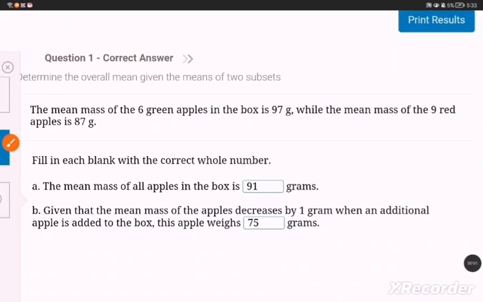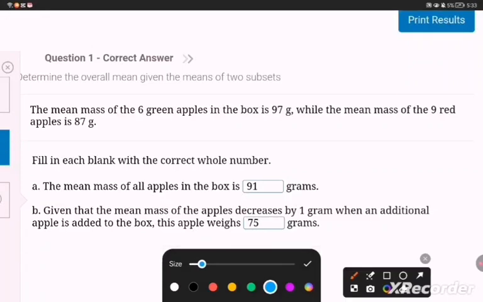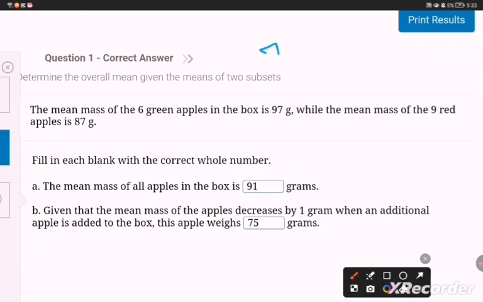Everyone, so today I'll be solving the Statistics 2.1 quiz for the week 9 periodic, okay? And for question number 1, they gave you the mean mass of 6 green apples is 97 grams, and the mean mass of 9 red apples is 87 grams. And for part A, they want us to find the mean mass of the total apples, or all the apples added together, okay? So the formula is summation of x over n is equal to m.